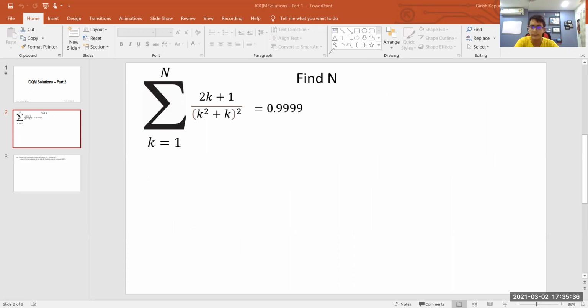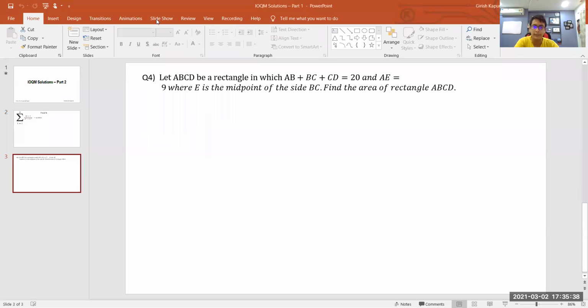Alright, so let's move on to question number 2, a geometry cum algebra question. Let ABCD be a rectangle in which AB plus BC plus CD is 20 and AE is 9, where E is the midpoint of side BC. Find the area of rectangle ABCD.